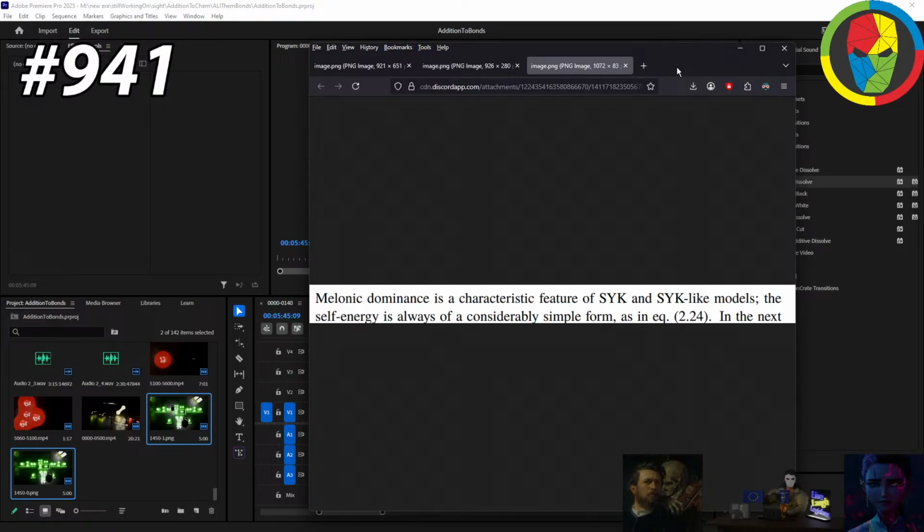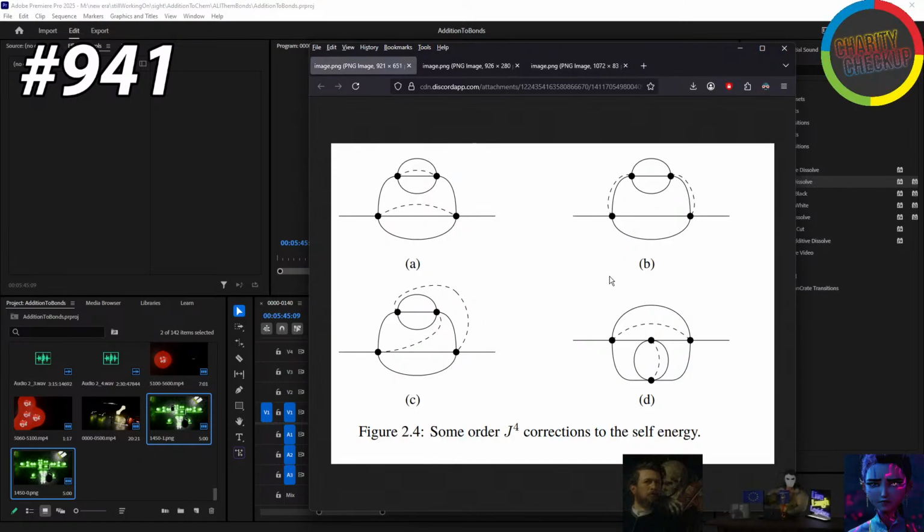And the melonic dominance. Actually, hold on, what is a melonic dominance? That infers to the fact that only melonic diagrams contribute. Oh, so if something isn't a melon, then it cannot. That's not relevant to the self energy because it fades. All the other diagrams scale as 1 over n, and we always want to take the n to infinity limit. So the melonic diagrams are the only ones that don't tend to zero. They tend to a constant, and this constant depends on the coupling strength.